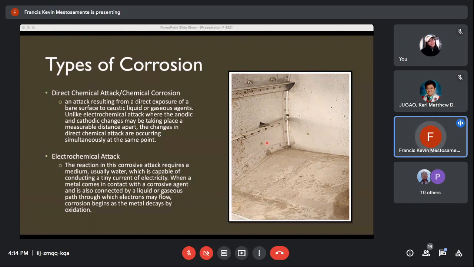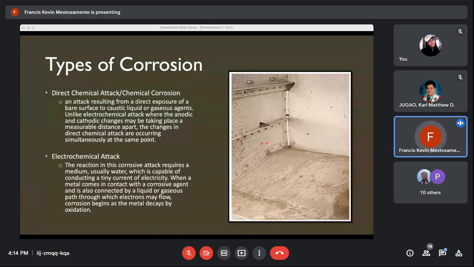Example is when we join metal or two materials using a chemical process. Examples of this are welding, brazing, soldering. Yung flux deposit niyan nakaka-cause ng direct chemical attack. Another example ng direct chemical attack is mga cleaning solution.